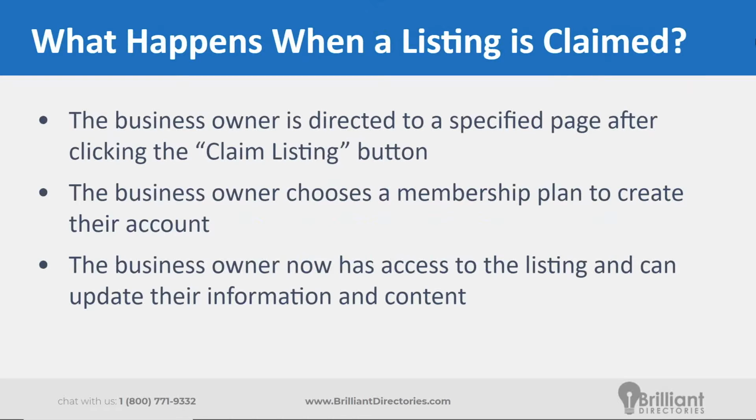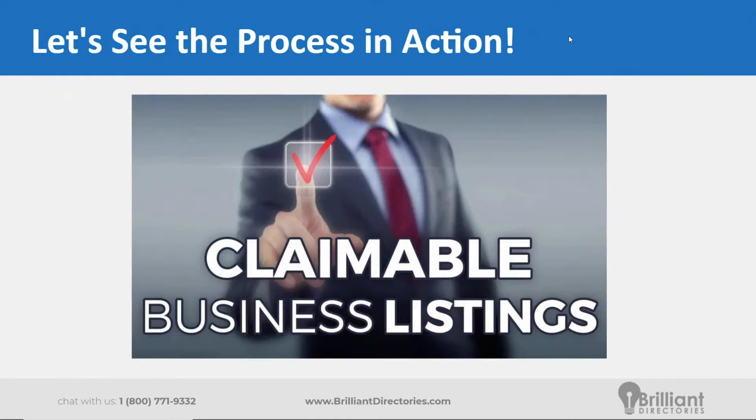So the business owner, they click that claim listing button. They then either choose the membership plan that they want to create their account under, or you decide that and you send them directly to the registration page. And then the business owner goes through the normal sign up process, email address, password. And then once they do that, they'll be logged in. They'll have control over the listing. They'll be able to immediately edit all of the information that's associated with the listing, post content if you're allowing them to do that, and all that sort of stuff. So from the business owner's perspective, it's a very simple, very quick process. So yeah, we wanted to kind of see the process in action.